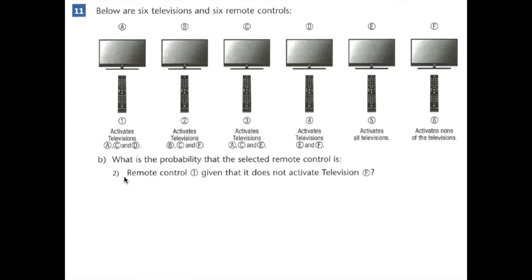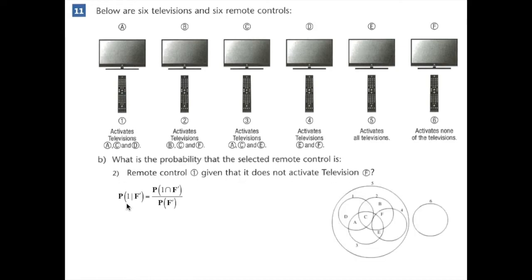For B, part 2, remote control 1, given that it does not activate television F. Remote control 1 given not F is equal to the probability of 1 and not F divided by the probability of not F. 1 and not F. 1 is this. Not F is what controls F. Let's look at not F. What controls F? Well, 2 and 4 control F.